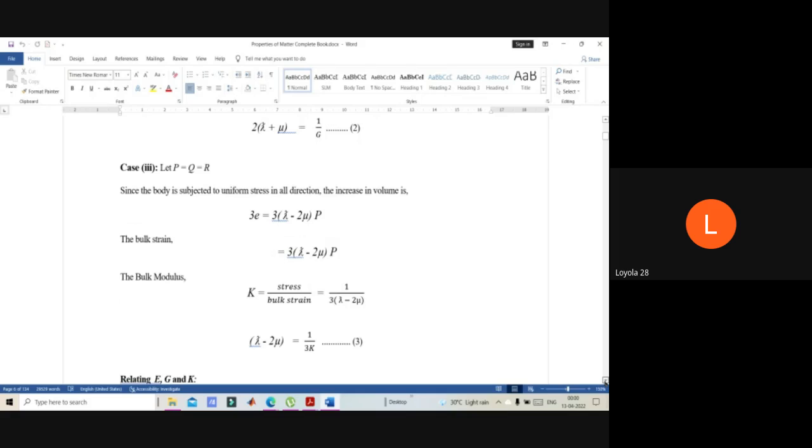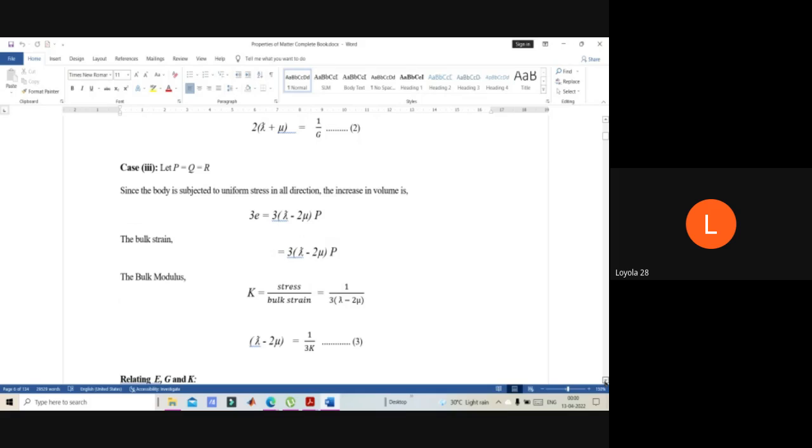Relating G, K and the Poisson's ratio V. By definition, Poisson's ratio V is given by V equal to nu by lambda. So lambda plus nu equal to 1 by 2G, and lambda minus 2 nu equal to 1 by 3K. Therefore 3 nu equal to 1 by 2G minus 1 by 3K. Nu is equal to 3K minus 2G by 18GK. So V equal to nu by lambda, so V equal to 3K minus 2G by 6K plus 2G.